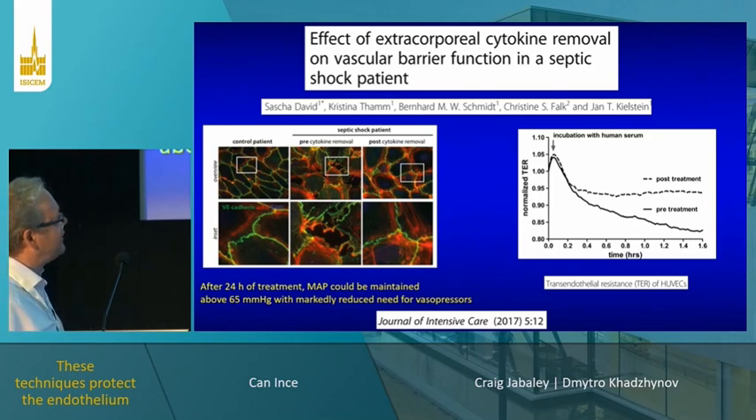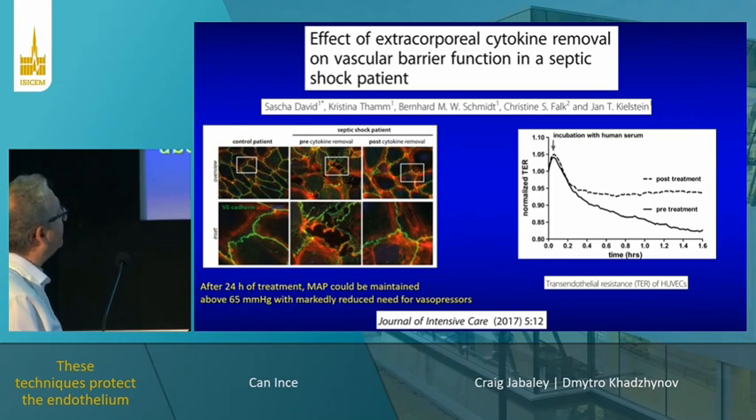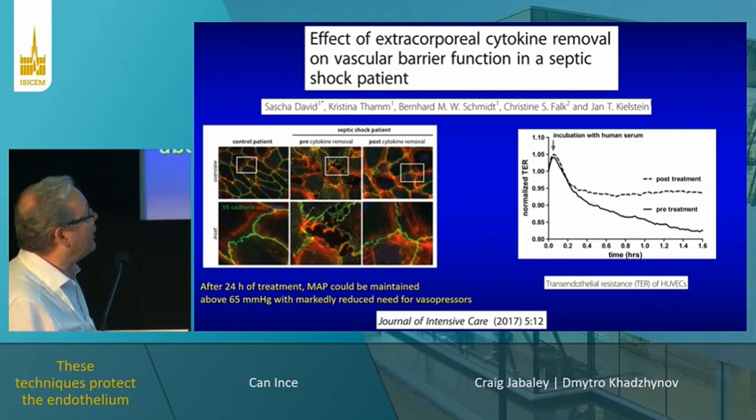So if you now actually look at what CytoSorb does, it takes out a lot of the cytokines, and you can see that if you do that, indeed, endothelial cells, especially seen in this study by Sasha David, these are the pre-cytokine removal. You see all of these adverse, no longer the junctions between the endothelial cells, but if you take it away, you see that cells look a lot happier.